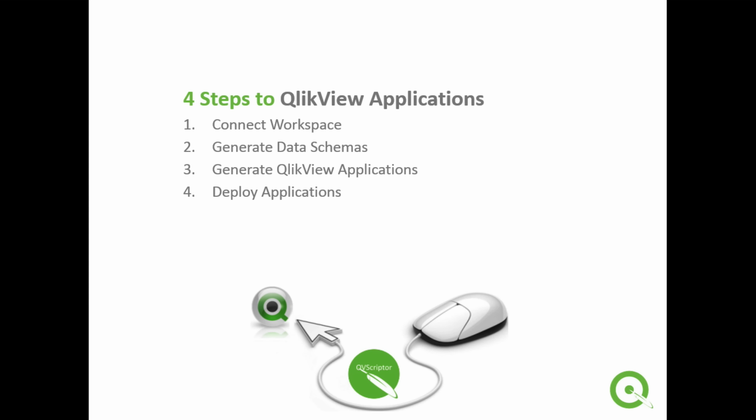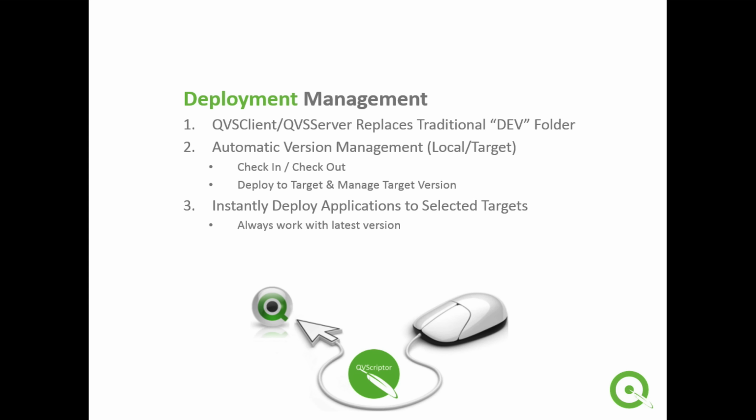The four steps to ClickView application generation are: you connect to a workspace, you generate a data schema, generate your ClickView applications directly from your data schema, and then you deploy your applications. The QVScriptor client replaces the traditional development environment, as all development is done within the client-server environment. We have implemented automatic version management across the board on both local development versions within the client as well as target deployment versions utilized by the users within the access point environment.